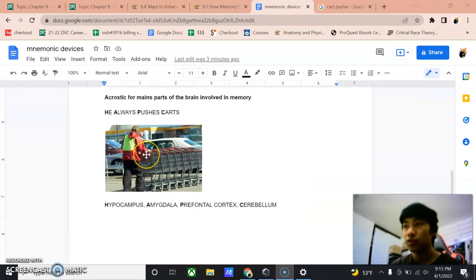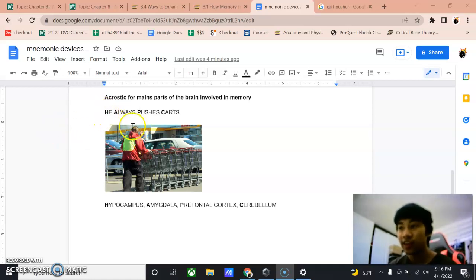The second topic I chose is the main parts of the brain involved in memory, and the mnemonic device I use for it is an acrostic. The acrostic I used is "he always pushes carts." The reason I made this acrostic is because I have a friend who used to push carts for his job, and associating the acrostic with my friend makes it more memorable.